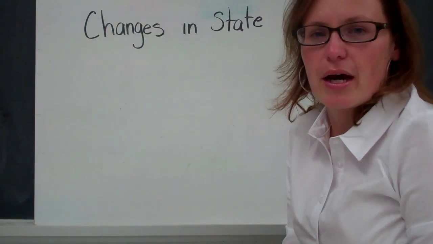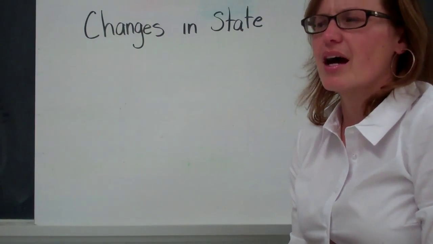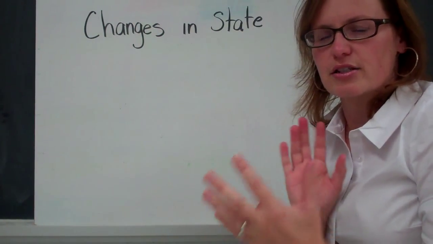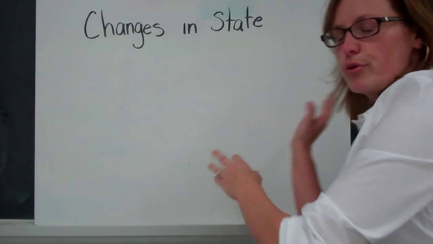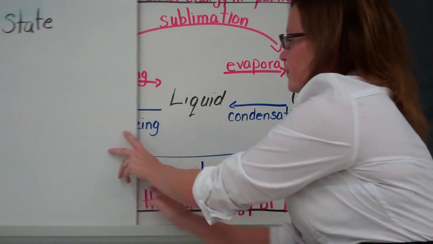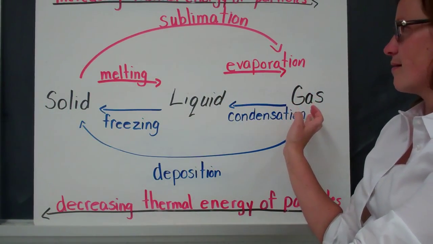We're going to continue talking about heating and cooling, and today we're going to talk about changes in state. I'm not going to go into a lot of examples and things. I just wanted to give you the basic terms as we move through the states of matter. So I have the three states of matter: solid, liquid, and gas.